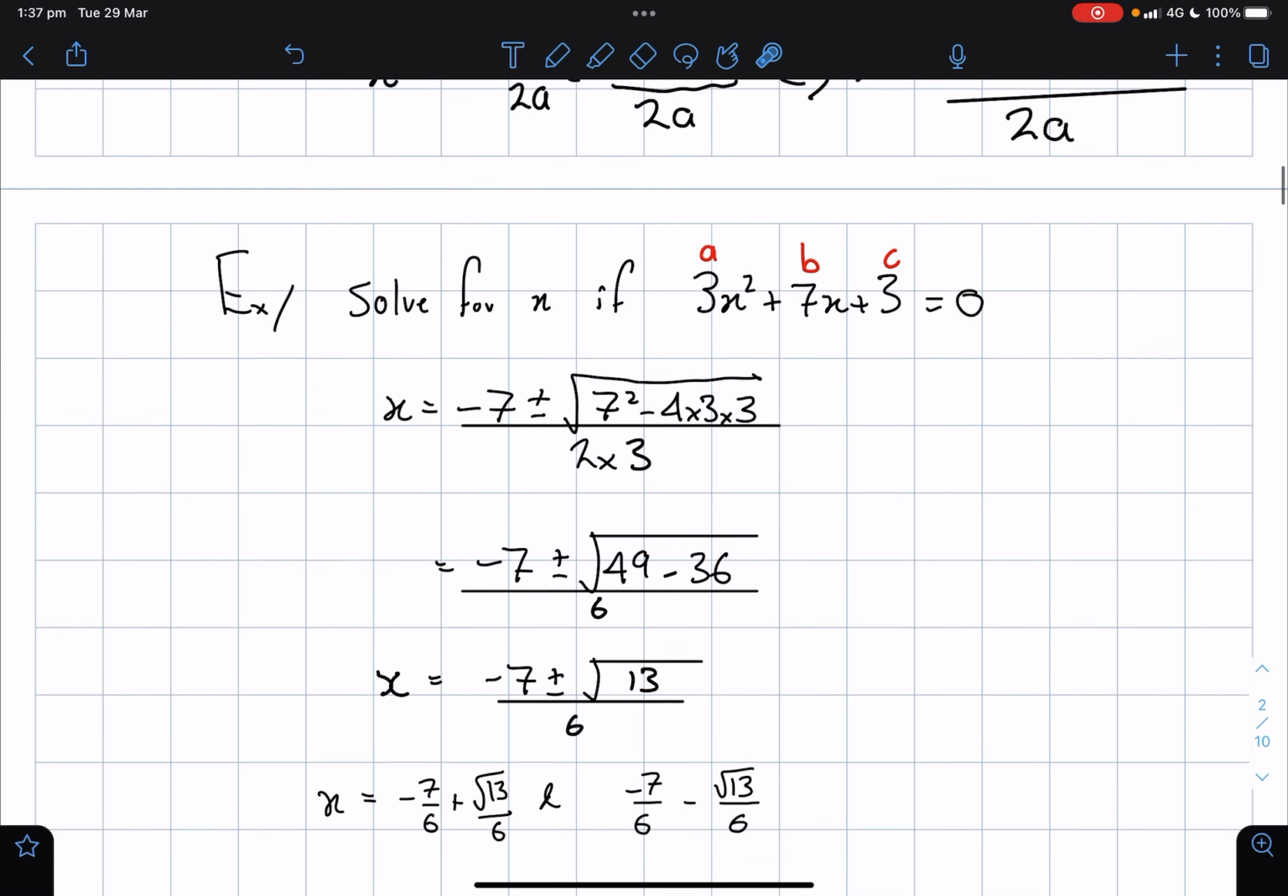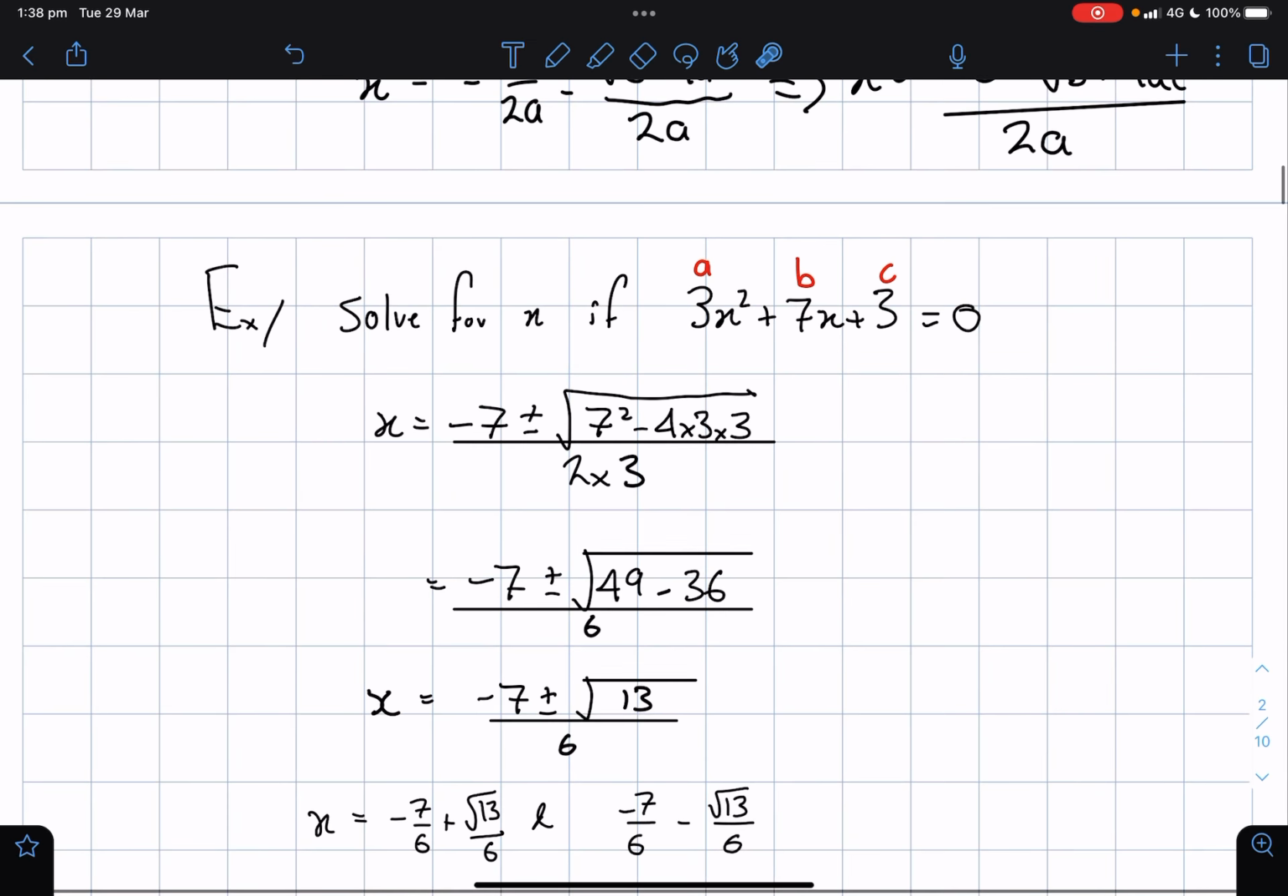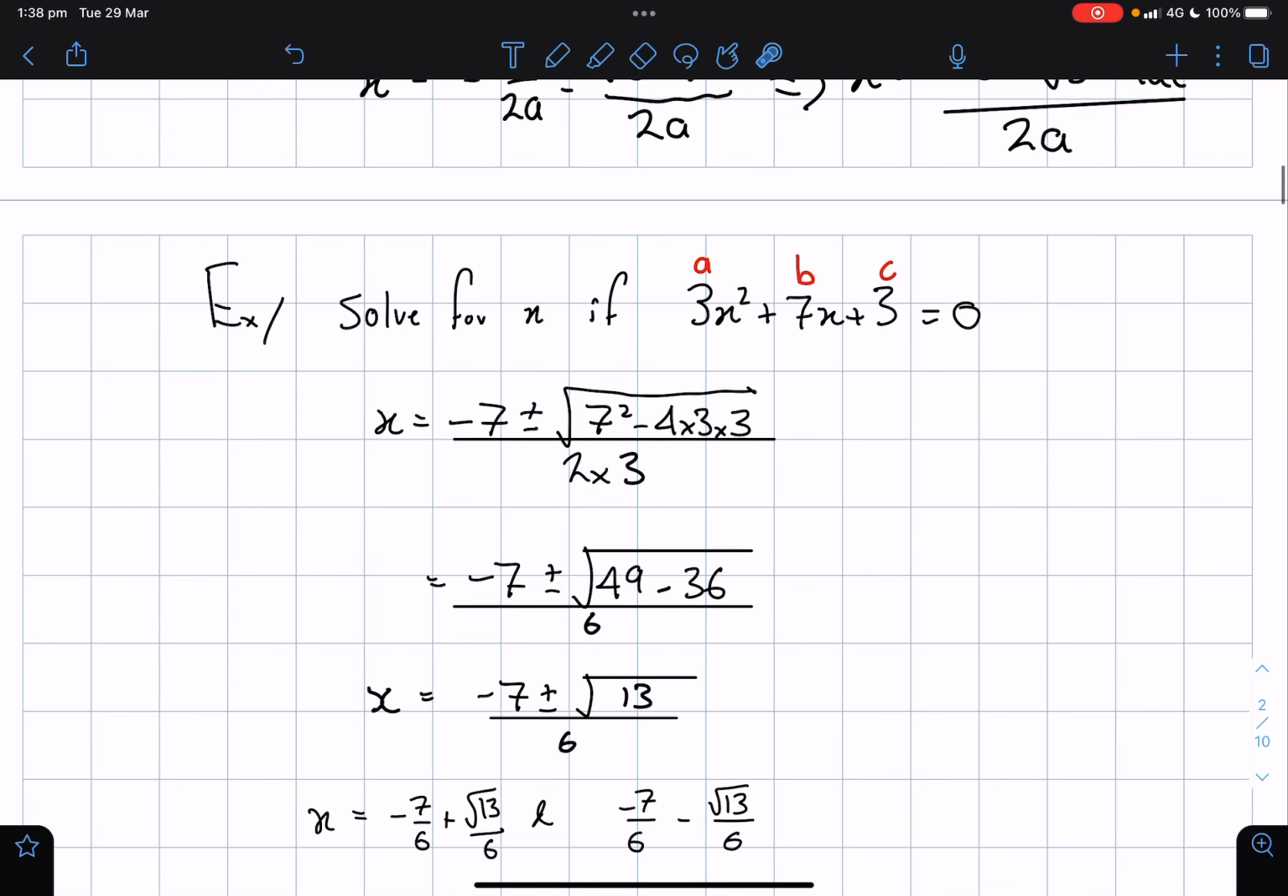What I want you guys to start doing is writing our rational numbers separate to our irrational numbers, okay? So x equals negative 7 on 6 plus the square root of 13 on 6, so that's one root, and negative 7 on 6 minus the square root of 13 on 6. So we've got that plus and minus, and they're our two roots for the quadratic 3x squared plus 7x plus 3 equals 0.